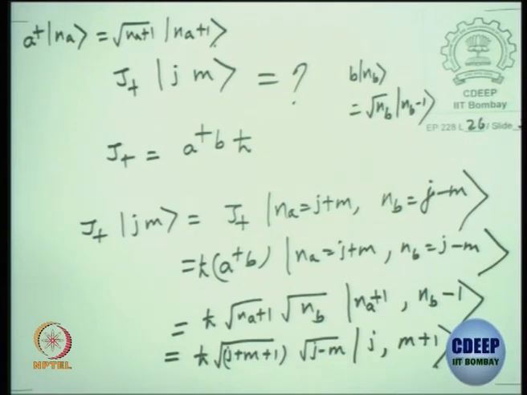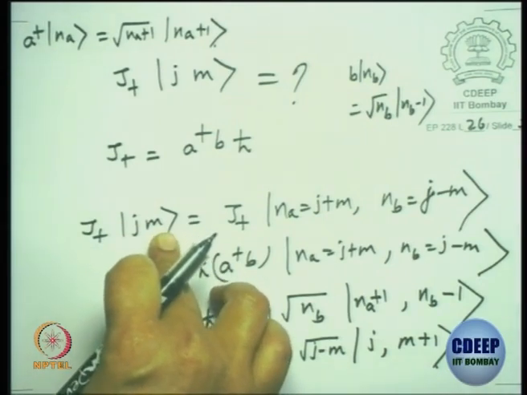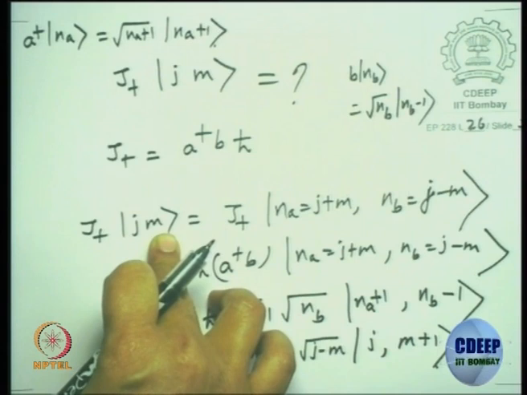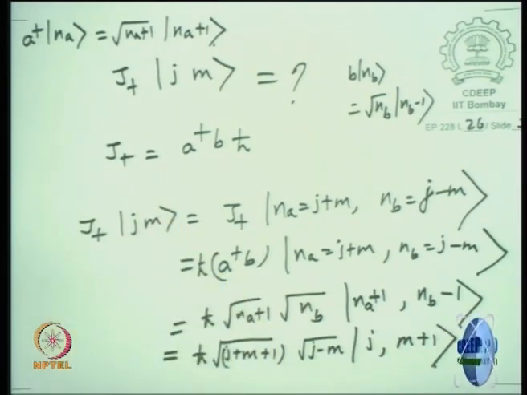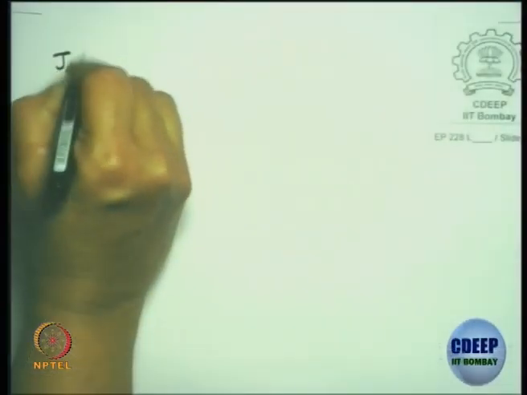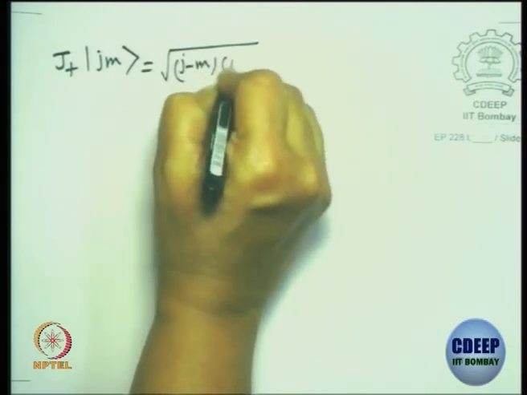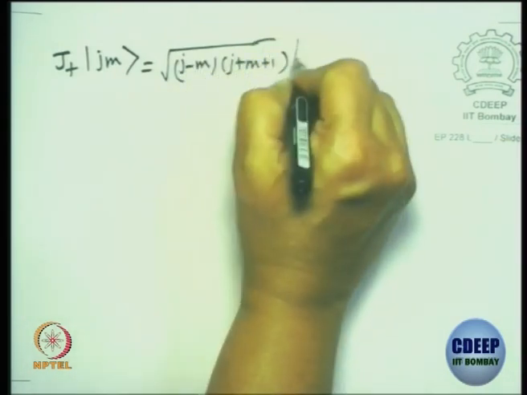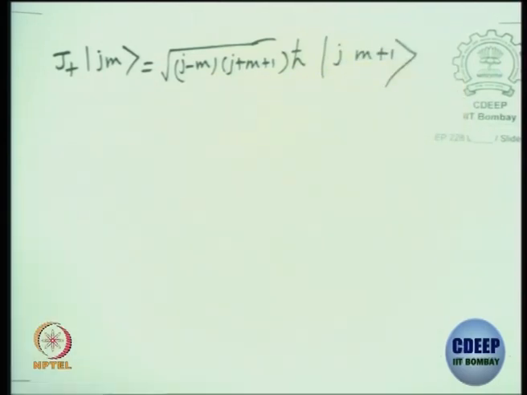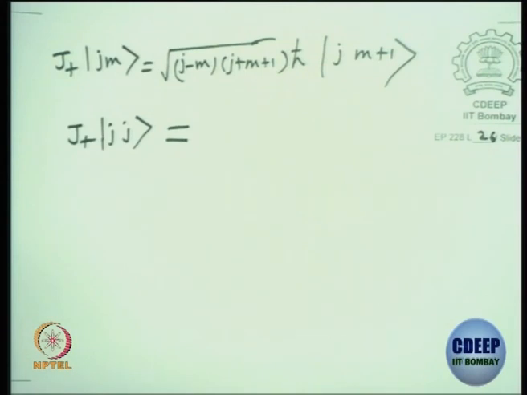There is one more thing you can check. If M is J, this also you know. You can't go to J comma J plus 1, right? M range is from minus J to plus J. What is J plus on J comma J? So, we find here J plus on Jm to be square root of J minus M, J plus M plus 1, H cross on J, M plus 1. This is what we find. What is J plus on Jj? It is 0.